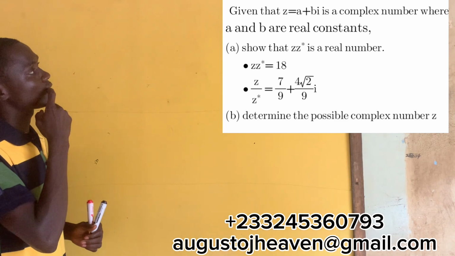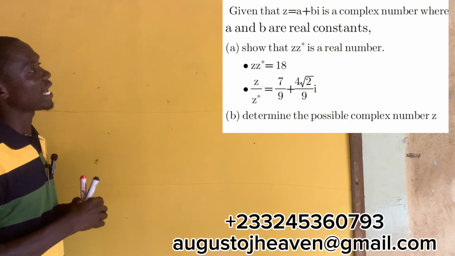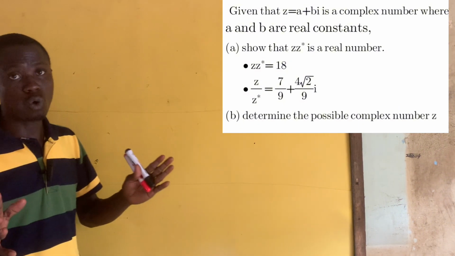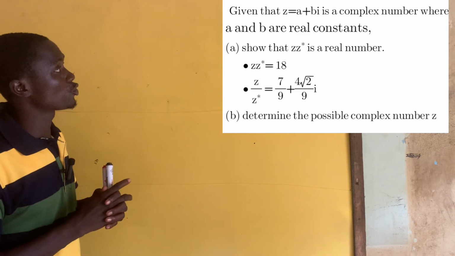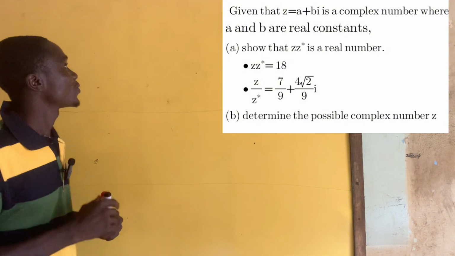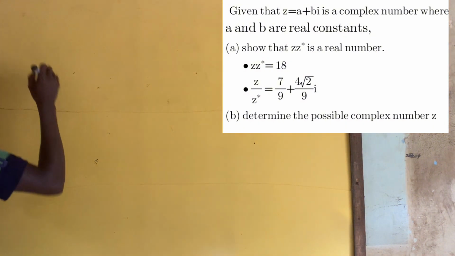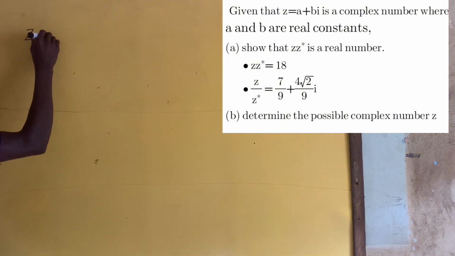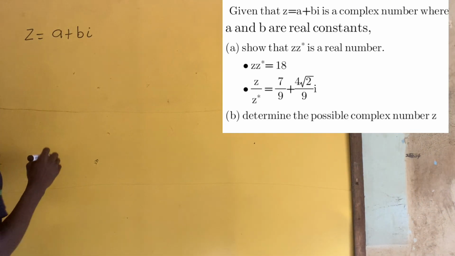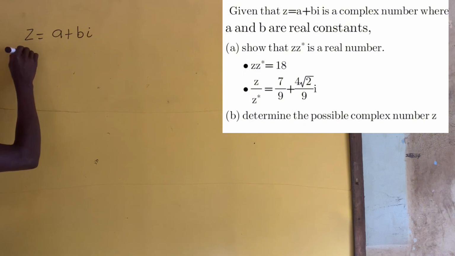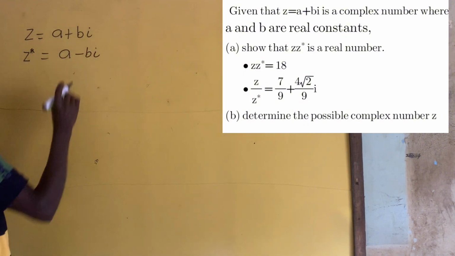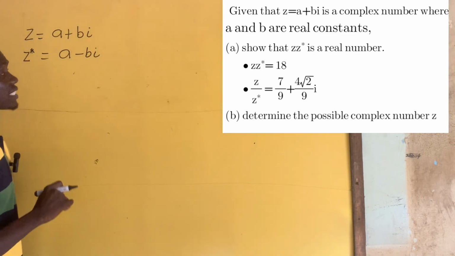We've been given that z equals a plus bi is a complex number where a and b are real constants. So we have to show that z star is a real number. So let's see how we do that. We have z equals a plus bi. So here z star is simply a minus bi. That is the complex conjugate of the complex number z.